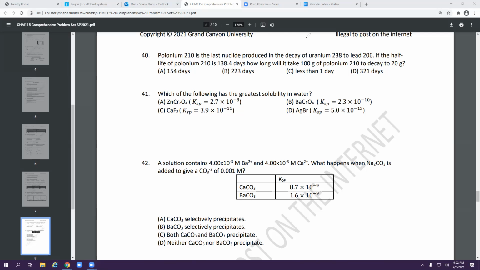Are we in 42 now? Every substance will have its own KSP value. So for example, if I'm trying to dissolve something like ethanol, it has its own KSP value.